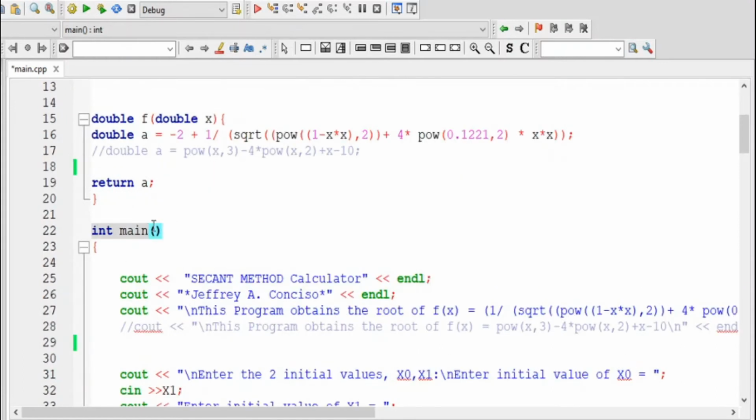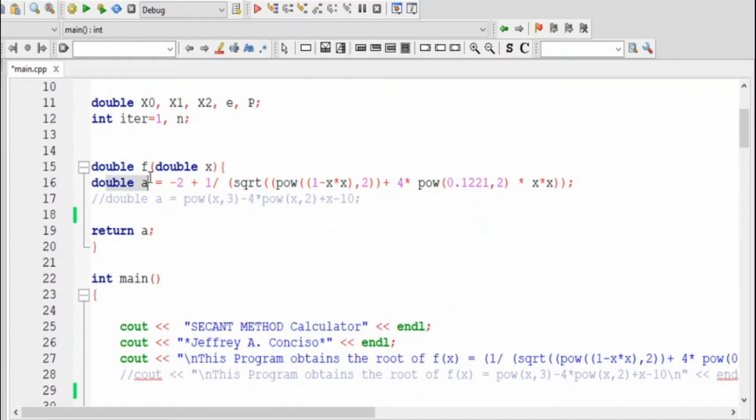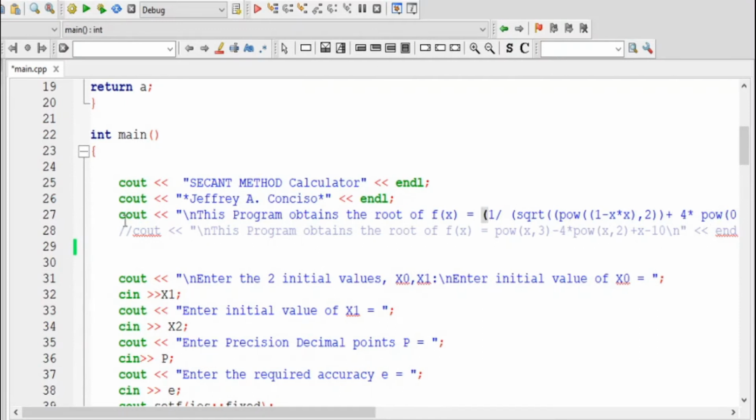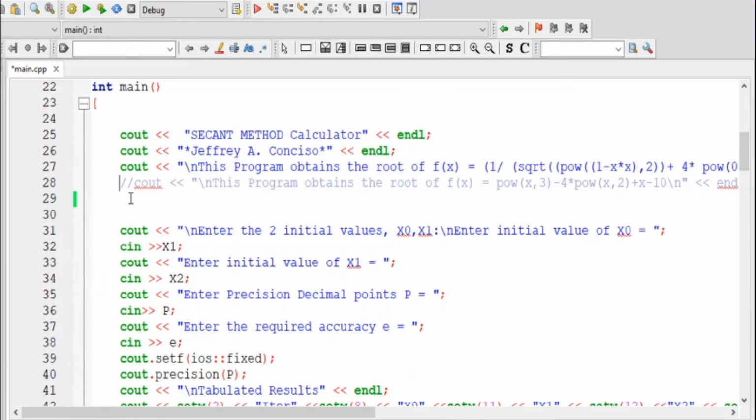This int main open and close parentheses is necessary for every program. From this line onward, the program body starts. Okay, then let's begin the program. Then let's print out, cout, the title of the program, which is secant method calculator, and then print out also this program obtains the root of this equation. Specifically for this transcendental equation, we have one hidden example here, a polynomial, and the title of this is also hidden with these 2 slashes, which we will use later.